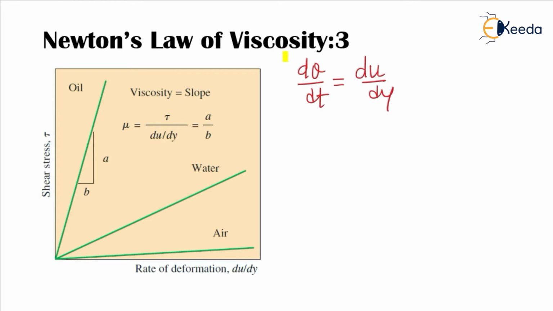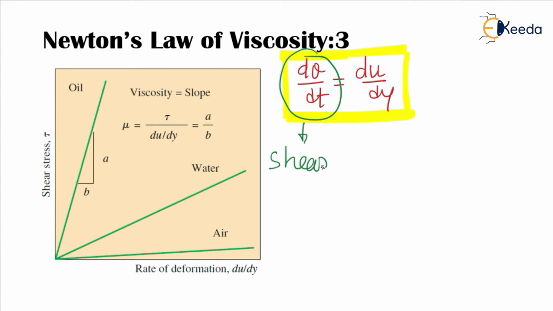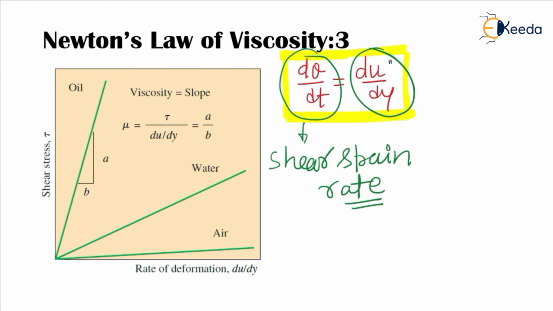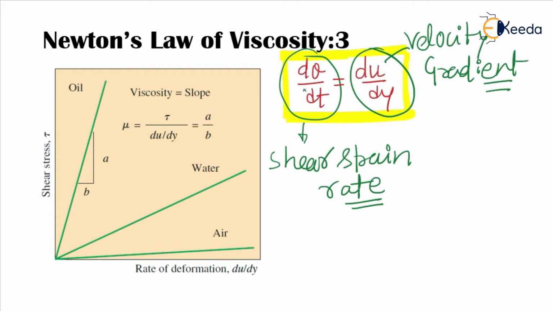Now this is again a very important relation for us. Why is this an important relation? Because, now look at this part. This part is actually known as shear strain rate, while this part is velocity gradient. Remember, both are equal.